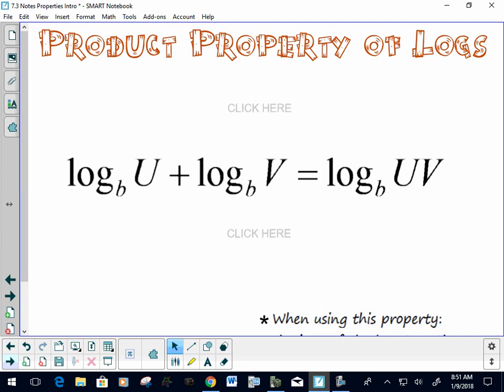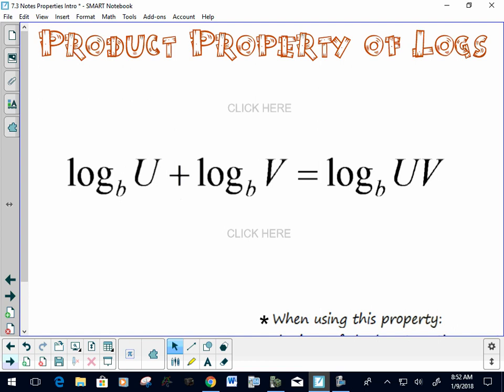So the first property of logs we're going to talk about is called the product property. So the product property tells us that the log of u plus the log of v, so if I have two logs that are being added together and they have the same base, it's exactly equal to the log base b of uv times together. And that's kind of crazy. It's not something that you're used to. It's a property of logs only. So it's called a product property because when we add two logs together, it's equal to the log of the product.